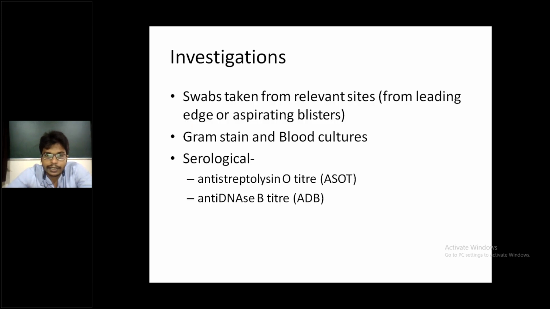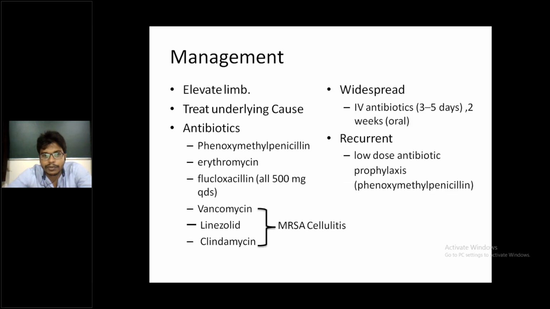It is a clinical finding and it can be diagnosed clinically by seeing it. No investigations are needed for diagnosis, but for treatment you may need some investigations like swabs or culture and gram stain, to decide whether gram positive coverage is enough or gram positive plus negative is needed. Management: if a limb is affected, elevate the limb and treat the underlying cause. Antibiotics should be given, gram-positive coverage. Actually, we have covered all these in the last class, but because this is important, I am covering it.